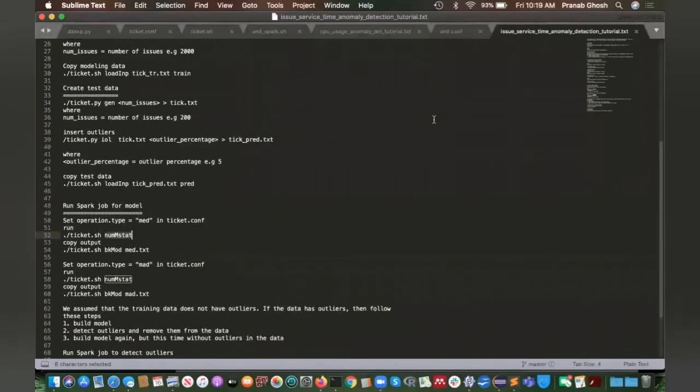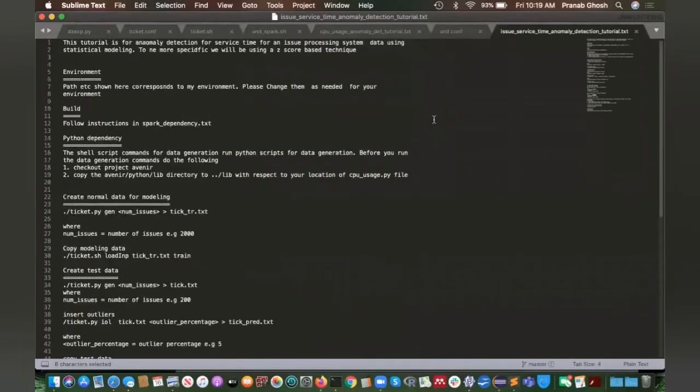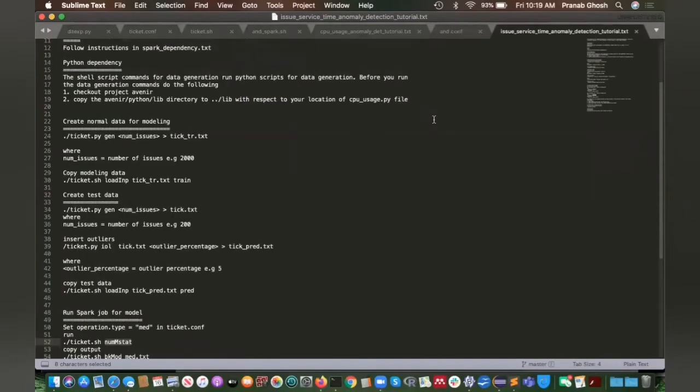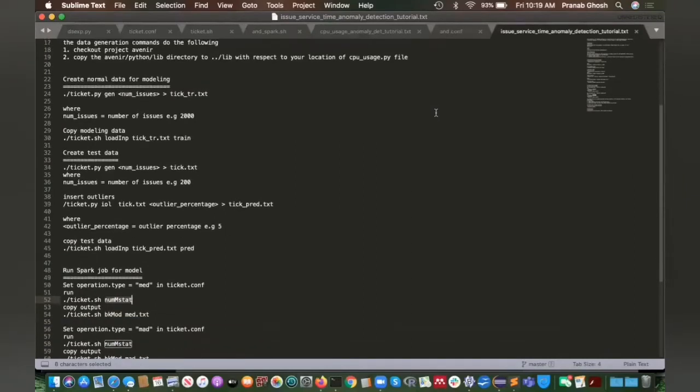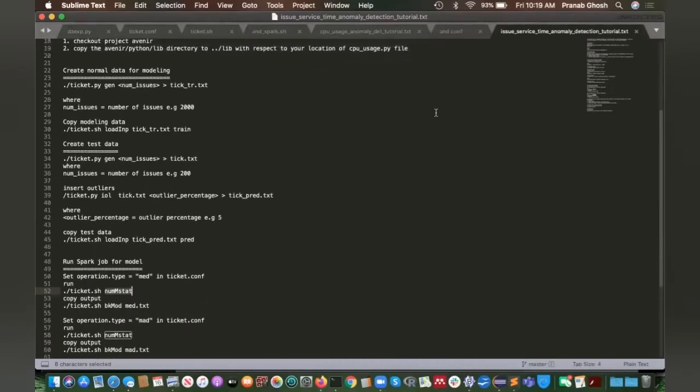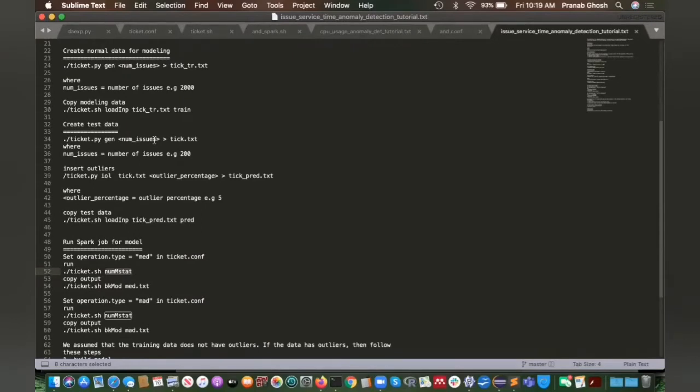So which is also in GitHub. It gives you all the instructions on how to run this use case. I'm just going to jump to this. I'm not going to go through the data generation steps. What happens with the data generation is that I generate some normal data, which I use to build the model. Then I generate another data set, which is the test data set, and I artificially insert some outliers in that. So that's what I do.